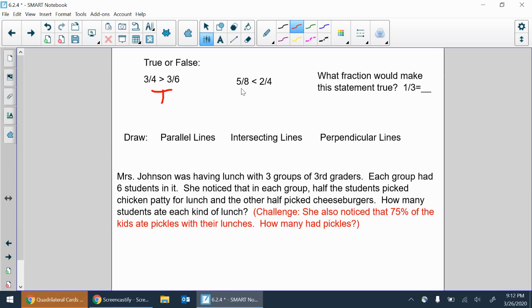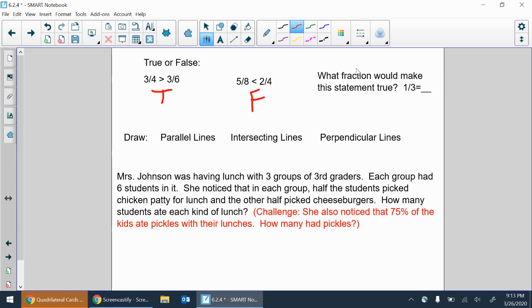All right, and then 5/8 is less than 2/4. Again, I'm going to be looking at these numbers. 2/4, what is that equivalent to? That's equivalent to a half. 5/8, what would be half of 8? Well, that would only be 4/8. So I know that this one is bigger than a half. So that means that this statement is false.